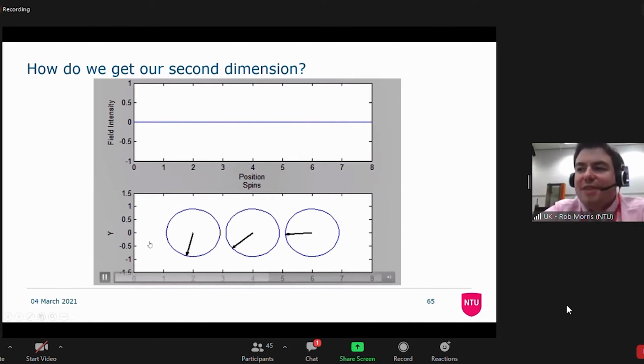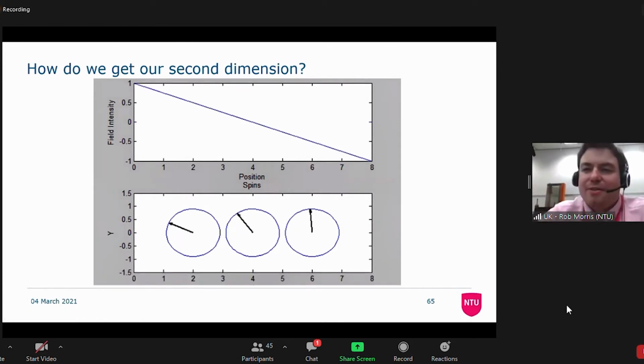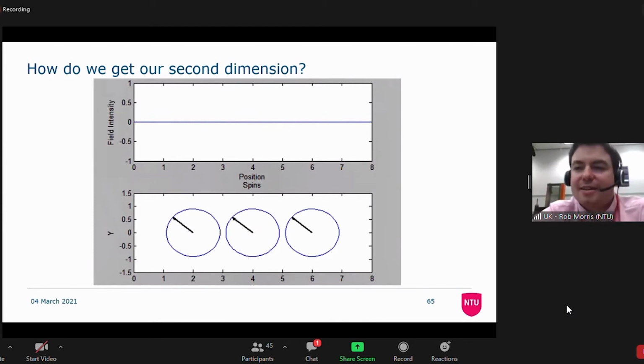The joy of this is that we can reverse this process now by putting the opposite gradient on. So the fast one will go as much slower as it was fast. The middle one still hasn't changed, and the slower one will go quicker to catch up. And then once they're finished, they're all going to process around together at the same frequency and at the same phase.